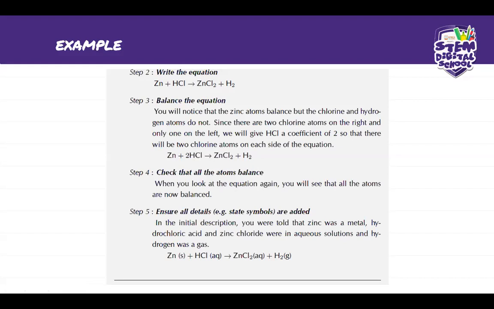So ensure all details, e.g. state symbols, are applied. So if they wrote bracket L, you need to know that if they spoke about a liquid, then it has to be an L. If it has to be an aqueous solution, like they mentioned, you need to put your AQ in front of it. And if it's a solid, you need to put S, okay? And hydrogen gas is obviously a gas. They don't have to tell you. It's already self-explanatory. So this is how you're going to balance it out and how you label your symbols over here. You see, it's always good to label your symbols.